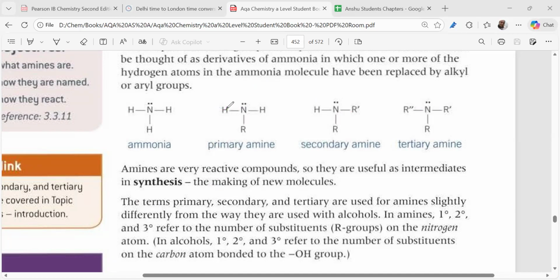The better nucleophile will be in this order, right? Clear? Note down this. Clear, everybody?